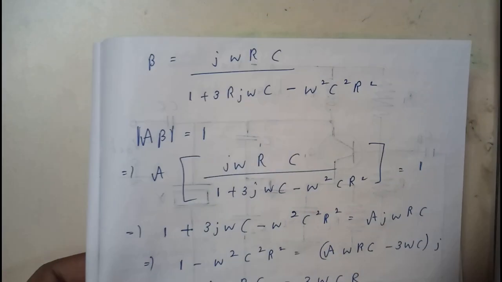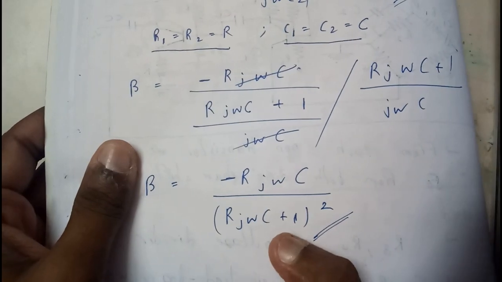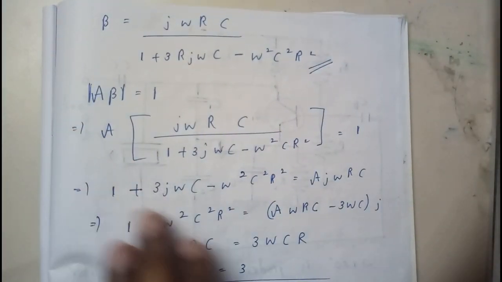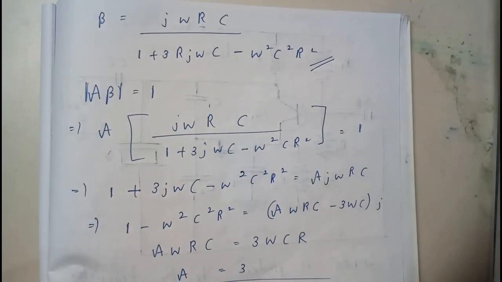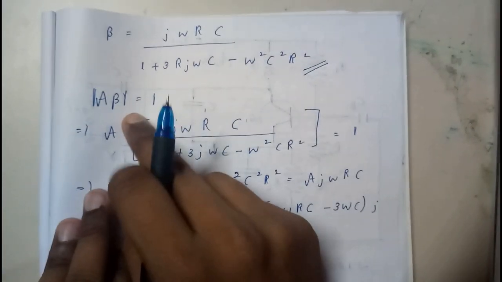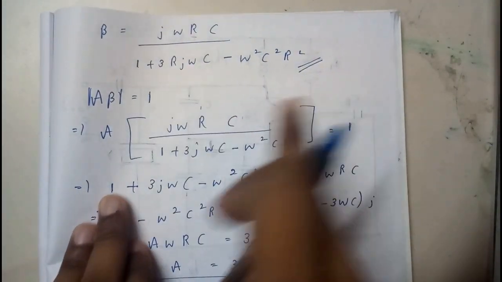So we got beta is equal to something, right? So at the end, we squared this, guys. We applied (a plus b) whole square for this. So we got the final solution, something like this. So as we know that A beta is equal to 1, guys, mod A beta should be equal to 1. So this is beta. So multiplying it with A, we get A into this is equal to 1.